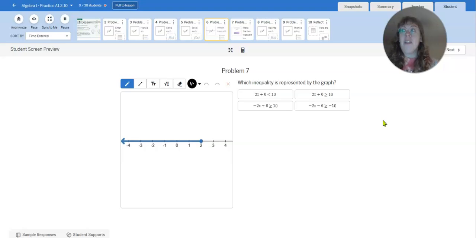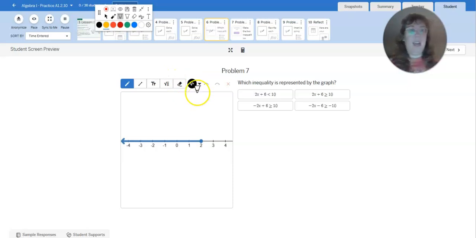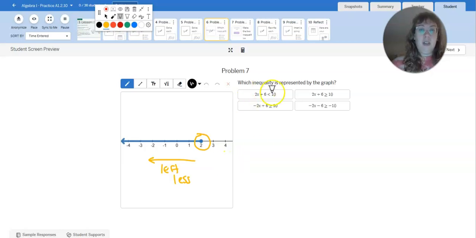Which inequality is represented by this graph? Ooh, this is fun. Okay, so let's take a look at this graph and figure this out. First of all, I noticed that it's a closed circle and it's going to the left, right? Left is less than, and we have a closed circle. So we know that it cannot be this first one, because that would have an open circle since it doesn't have the or equal to underneath. So let's try the one next to it, which is 2x plus 6 is greater than or equal to 10.